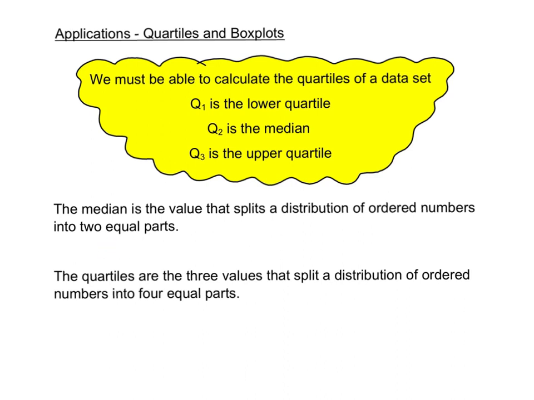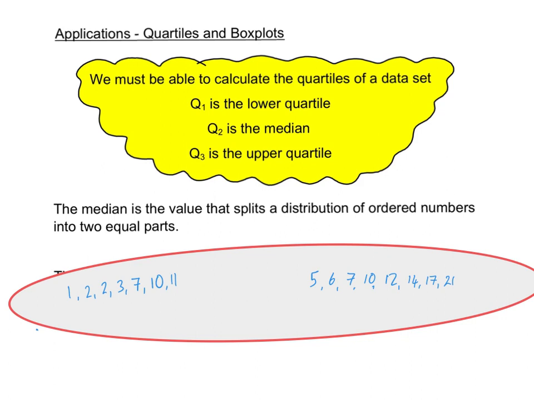So to give you a couple of examples of this, we have two data sets here. This first data set, the numbers are already in order, which is important. Remember, the median must be the value that splits a distribution of ordered numbers into two equal parts, so numbers in numerical order. And basically what we're looking for, the median, is the middle value within that set. So the middle value here is 3. And what it does is it splits the data into two equal parts. It basically splits the data in half. So the median here is 3.